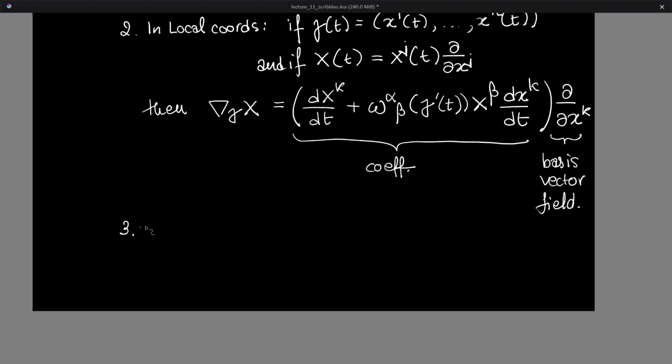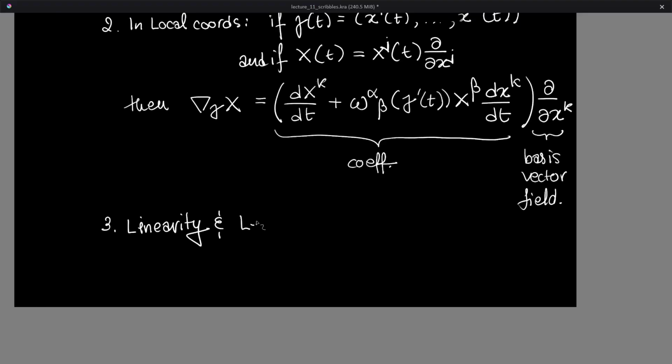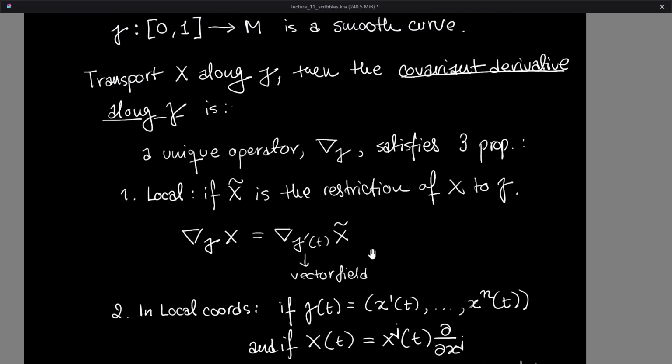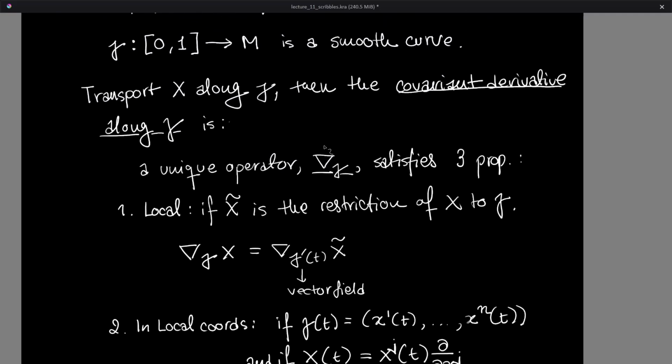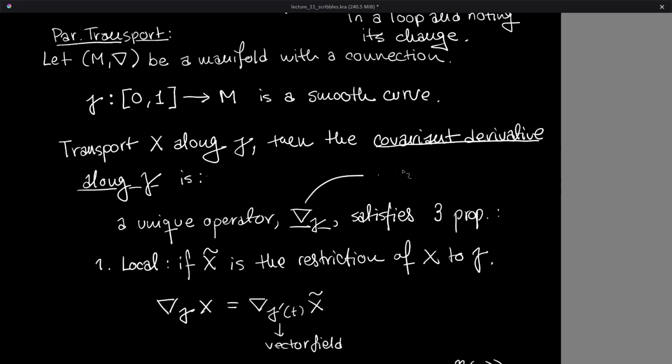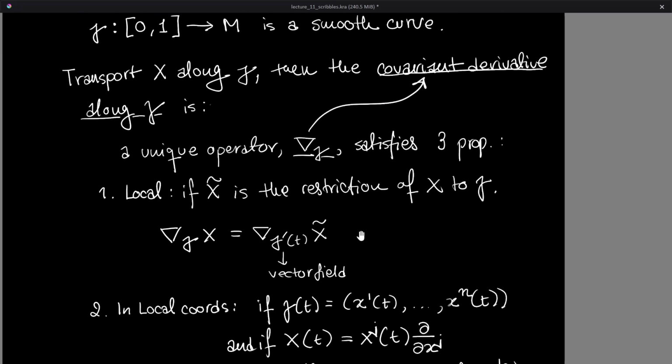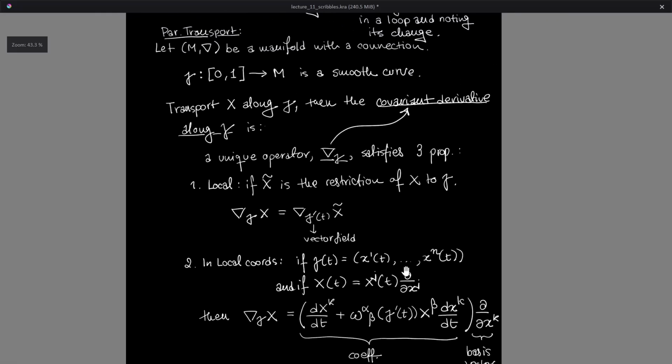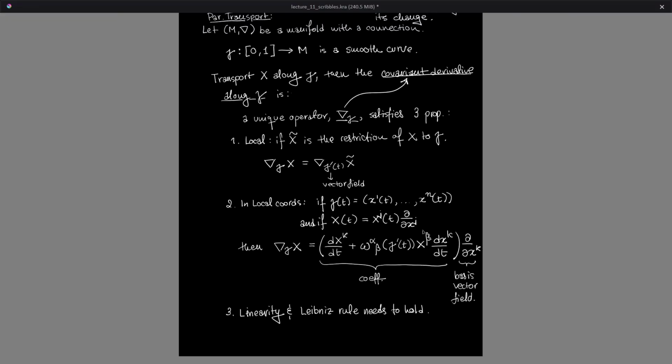Number three, it needs to have linearity and Leibniz rule. I'm not going to explain or write this out. I think it's pretty self-explanatory, and if it's not, you can read it in the notes. But linearity and Leibniz needs to be true. Leibniz rule needs to hold. If these are all true, then this is called the covariant derivative along gamma. And basically, if all of this was a little bit too abstract, what we're really trying to say, let me put a box around this.